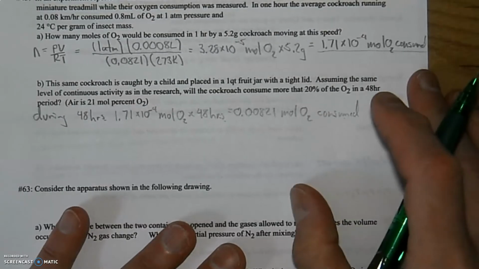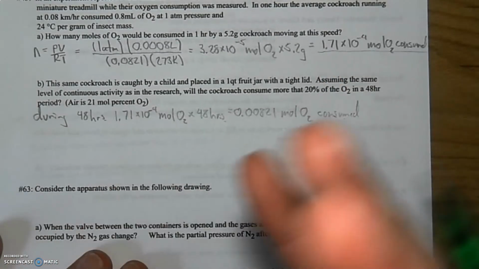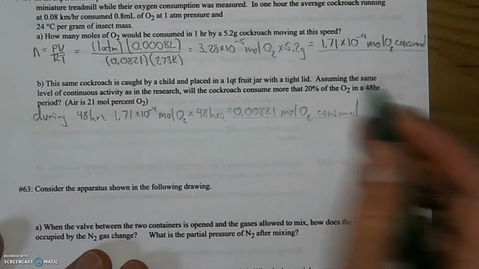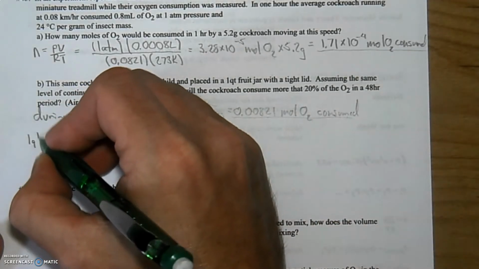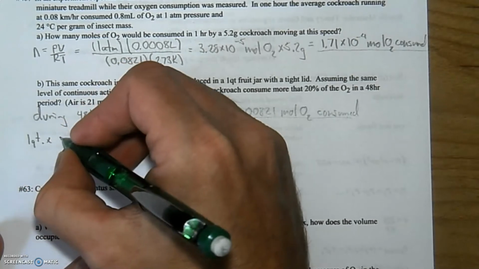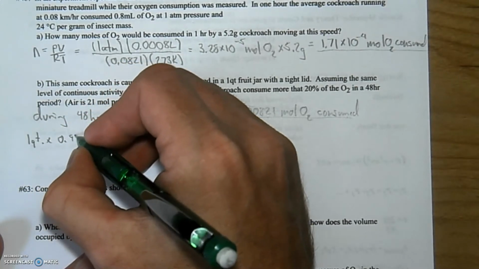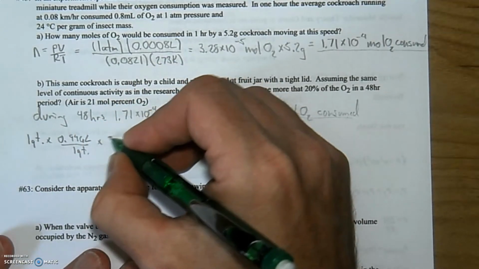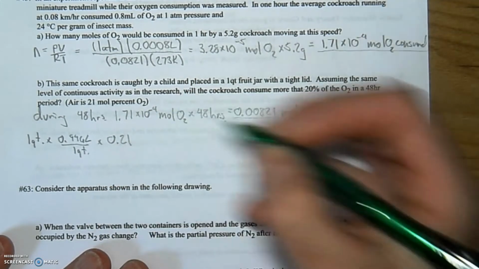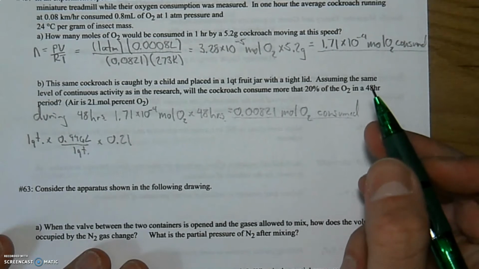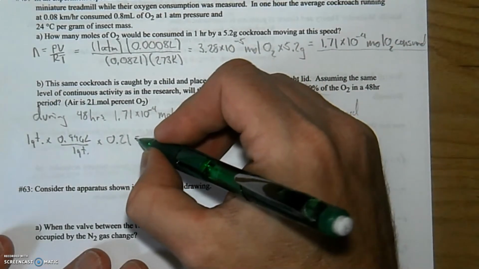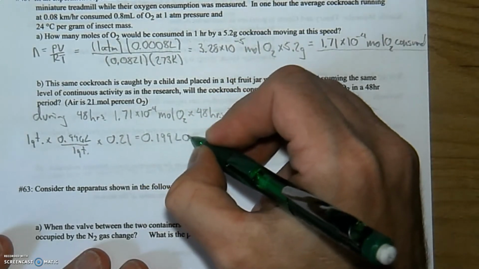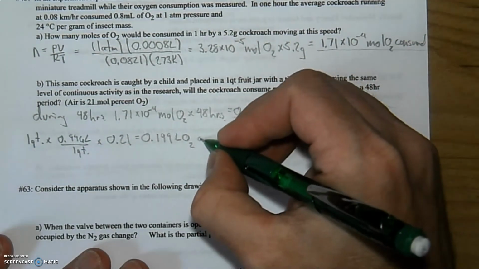There's more information that we need here, so we have to figure out the size of the container and how much oxygen is in there. We know it's going to consume that much. So I have to do a little bit of background information here. I've got this quart container, which I'm going to multiply by 0.946 liters for every 1 quart. That's the conversion. Within that container, 21% of it, by moles, is oxygen, so 0.199 liters of oxygen is available.